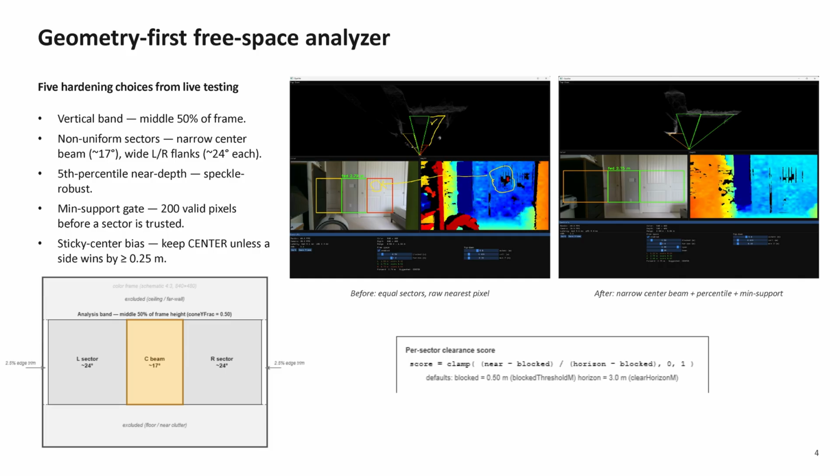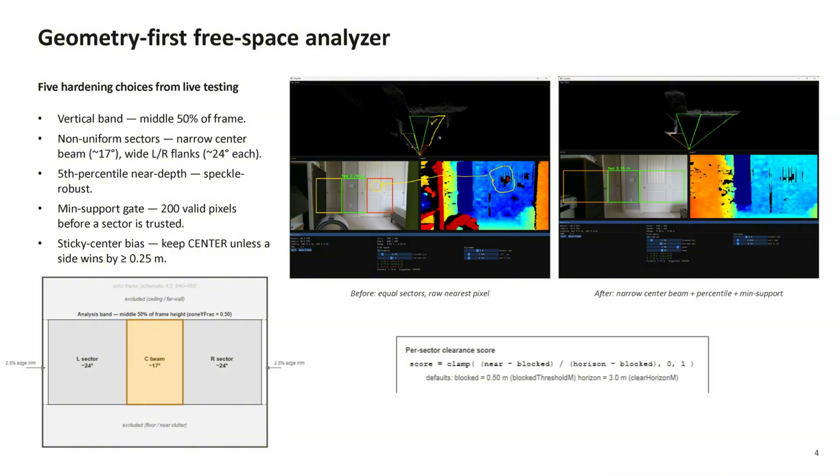I fortified the analyzer 5 times based on things that kept failing during live testing. First, I only look at the middle 50% of the depth frame. Ceiling and floor shouldn't get a vote in the steering. Then I make the 3 sectors non-uniform. The center beam stays narrow because I only care about what's directly in front, the user's walking path. And the left and right sectors are wider because their job is just to steer, and they need enough peripheral view to actually tell which side is more open.